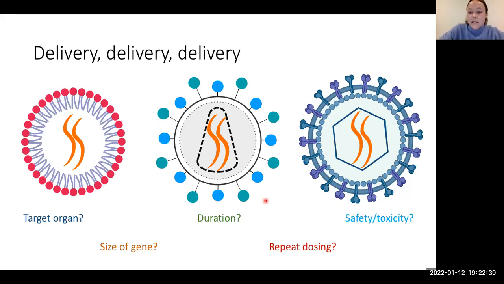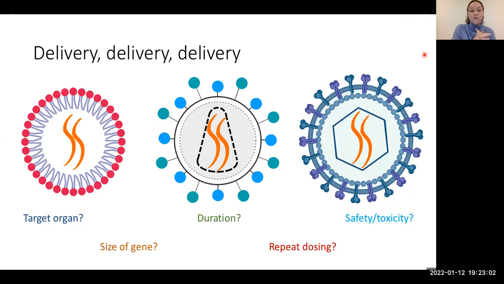And finally, sorry, my strip's in the way, I can't see what that says. What's it say? Sorry, it begins with S. The final words. It says safety and toxicity. Thank you.